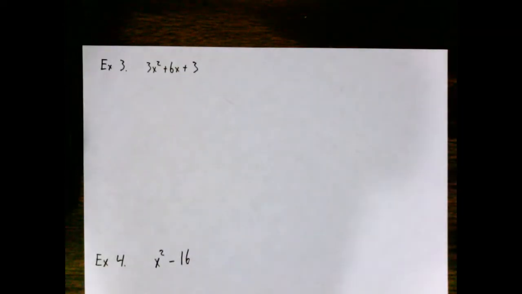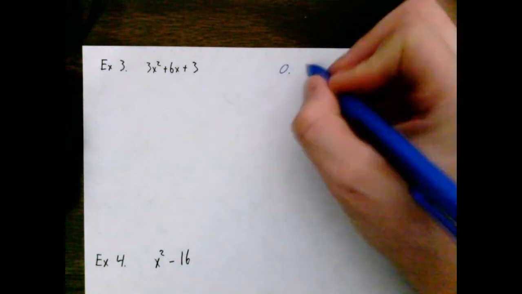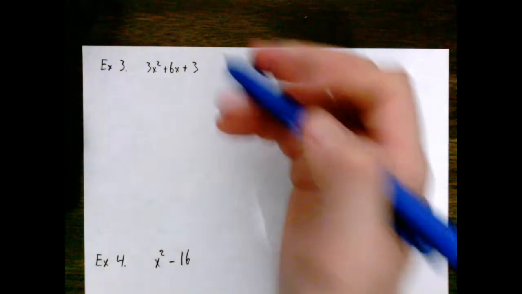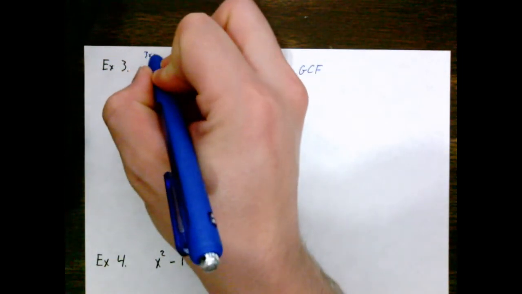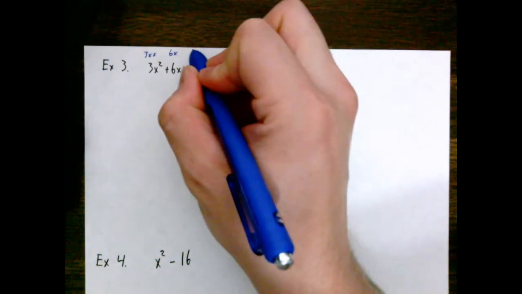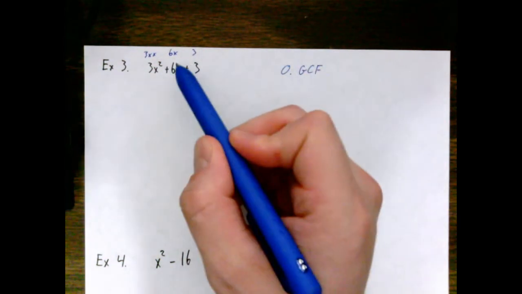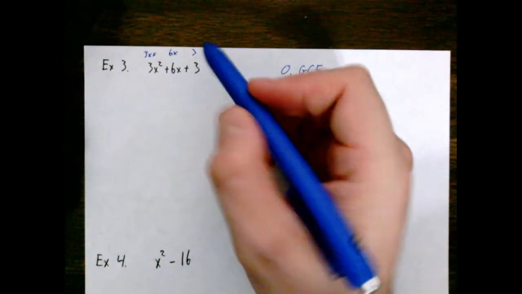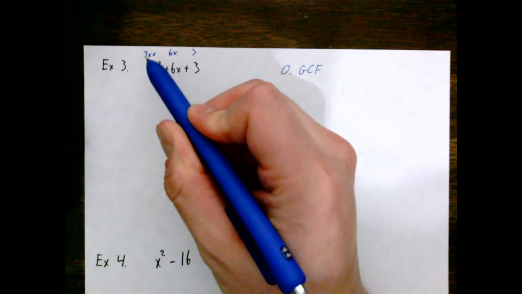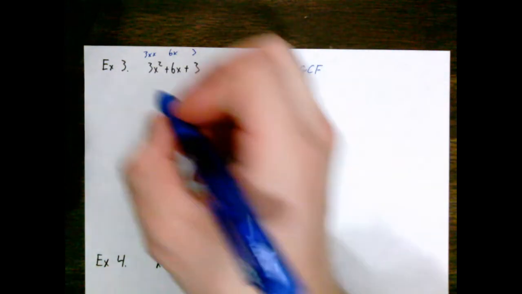Sweet. So example number 3. Again, step 0 is check for a GCF. This is 3x times x. This is 6x, and this is 3. So we don't have any x's in common in all of these, but 3 goes into 3, 6, and 3. So we can take a number out this time instead of a variable.